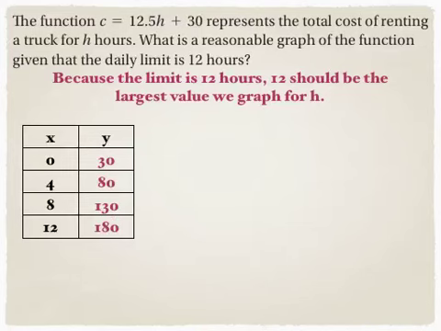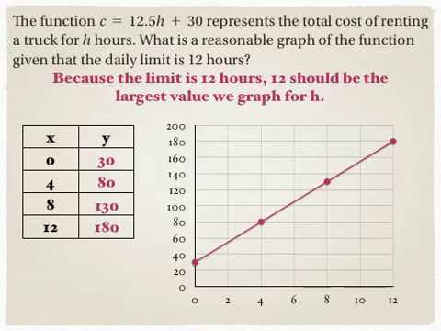Now I'm ready to plot my points on a graph and go ahead and connect them. Notice in all of these graphs, I've only gone up to 12 hours because I can't rent the truck for more than 12 hours, so I only need to include from 0 to 12. This would be a linear function. If you remember from the past couple of days when we've been talking about linear functions, it is a straight line. So just a reminder.